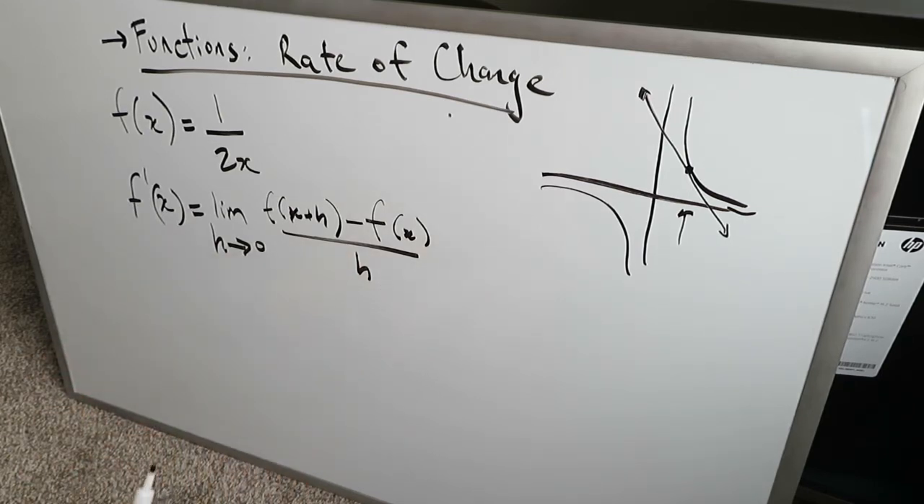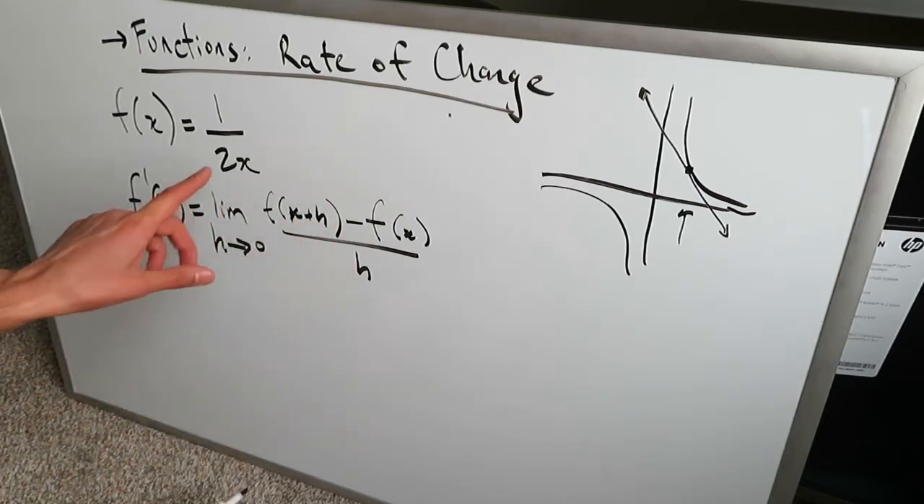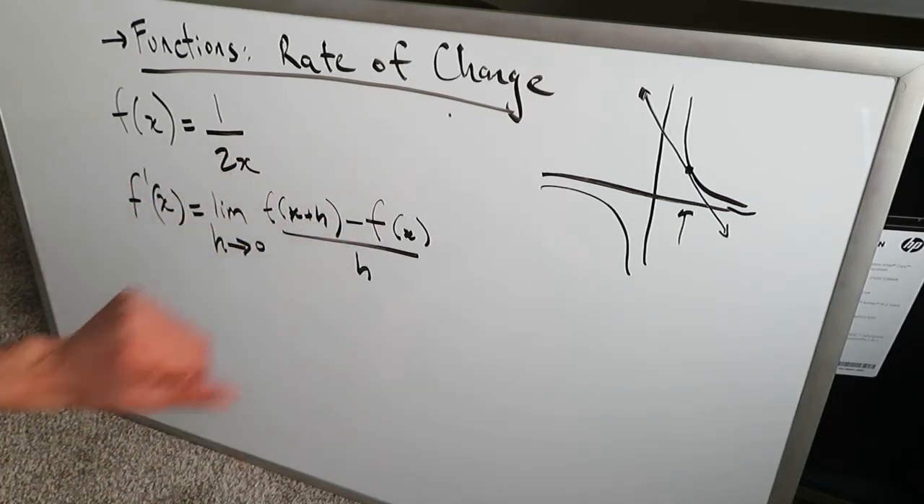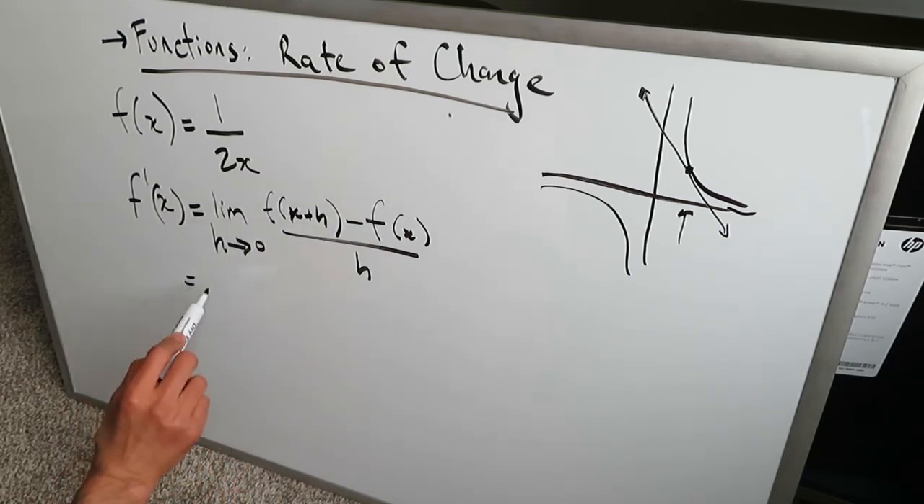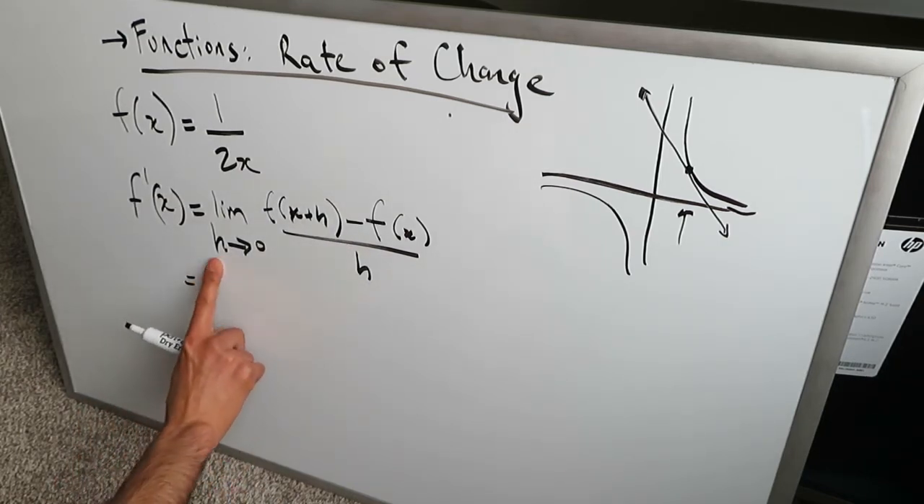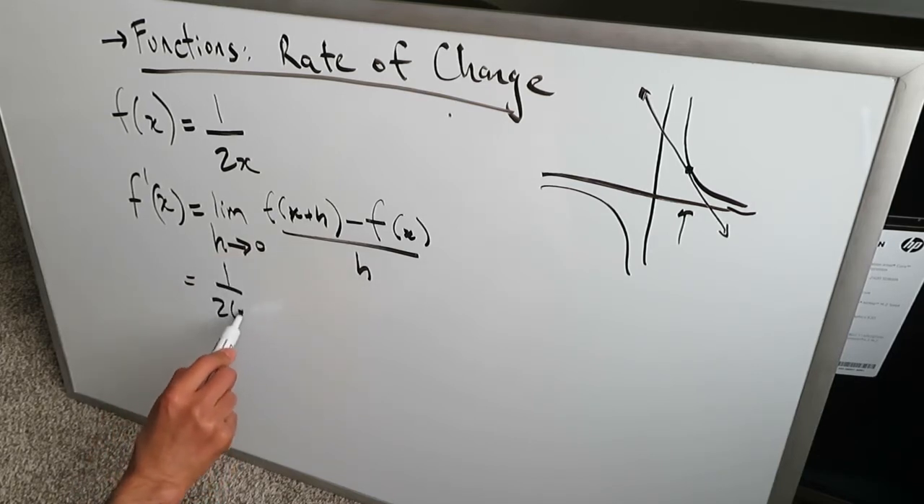All we have to do is plug this function into this formula. So wherever you have an x over here is where you're going to end up putting these items over here. Now look what happens. I shouldn't be putting an f over here. I'll do 1 over 2 times x plus h. You see we're on this part right here.